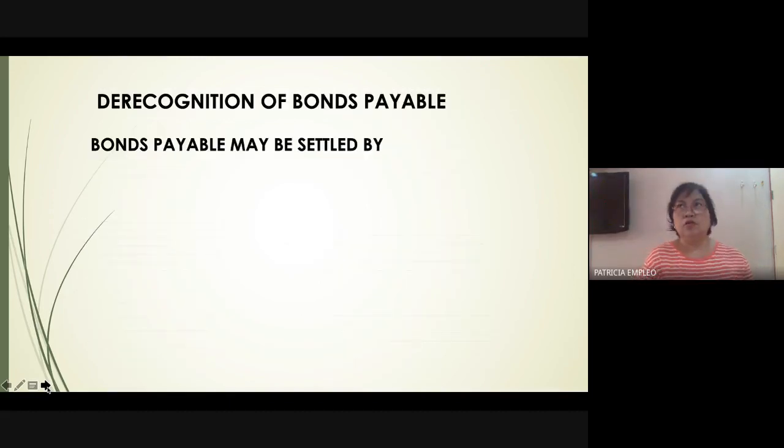Okay, so far we have accounted for the issuance of term bonds. We have actually recorded the adjusting entry at the end of the reporting period to take up accrual and the update in the amortization of discount or premium. And in effect, we are recognizing interest expense equal to the effective interest. We now go to the derecognition of bonds payable to complete the cycle of the term bonds. So how may we extinguish our term bonds payable?